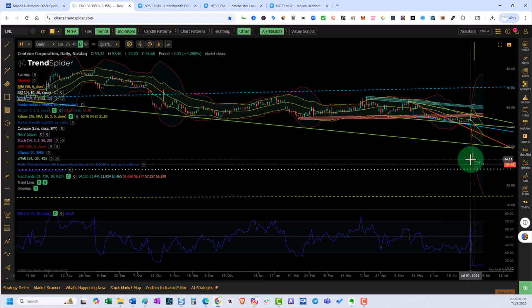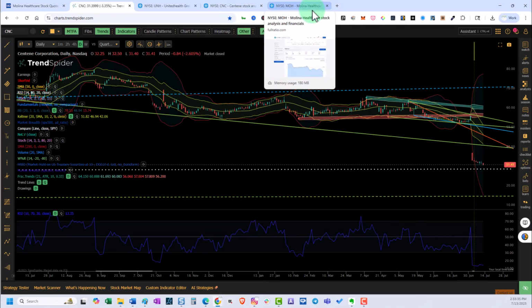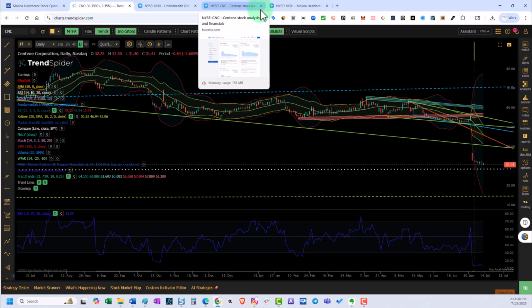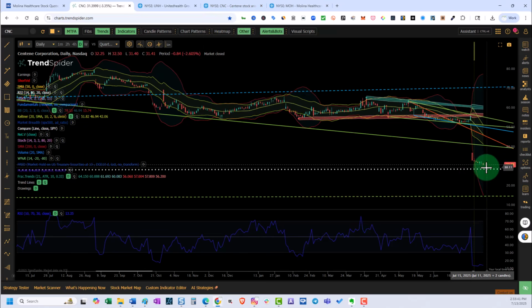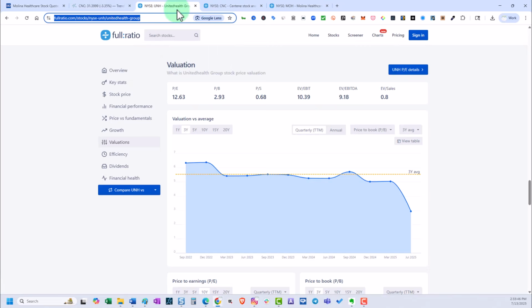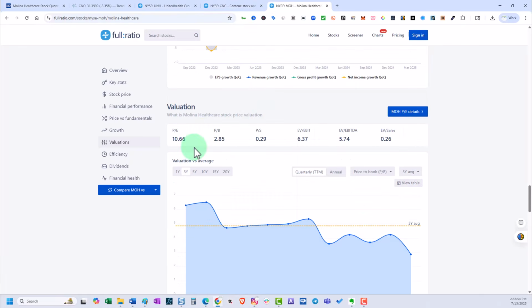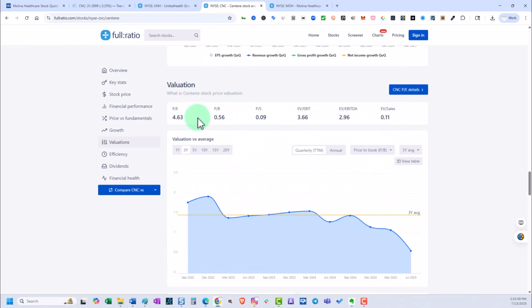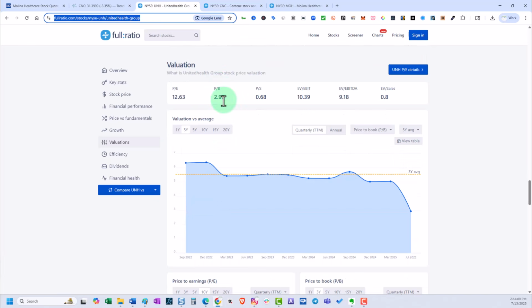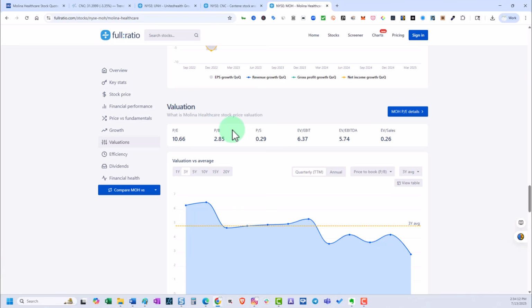The other reason why I like CNC relative to UNH and MOH as a trade is that besides RSI and support being a lot closer on CNC relative to MOH, on a valuation basis, you have a PE multiple of 12.63 on UNH. MOH is 10.66, while CNC is at 4.63. Price to book on CNC, 0.56 versus 2.93 for UNH and MOH 2.85. I think it's a no-brainer. So we will continue to hold UNH as an investment longer term. Short term, we'll be focusing in on CNC as an aggressive trade.